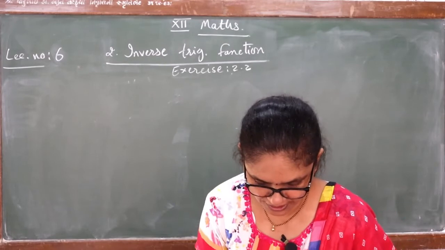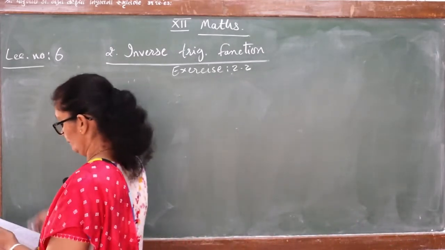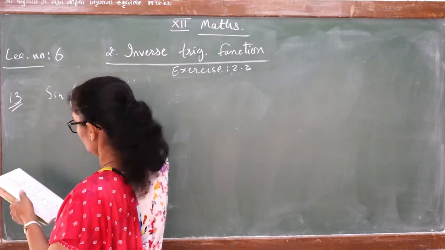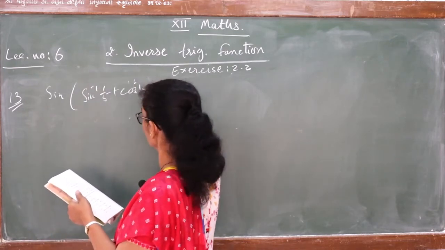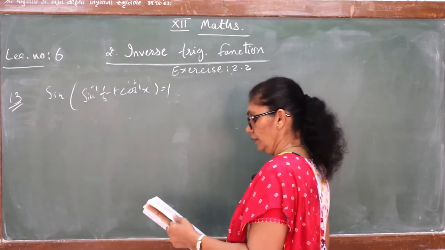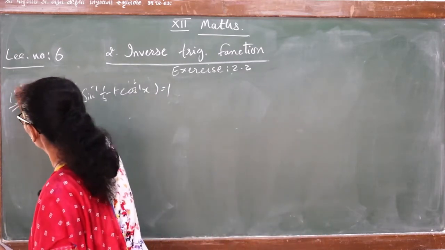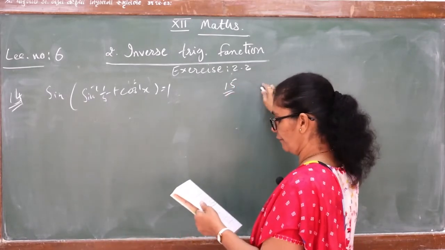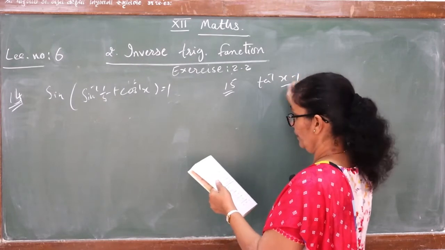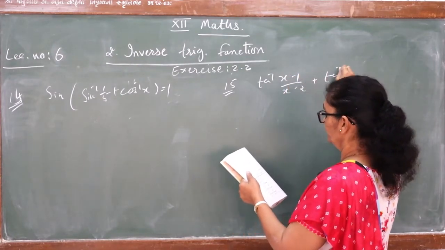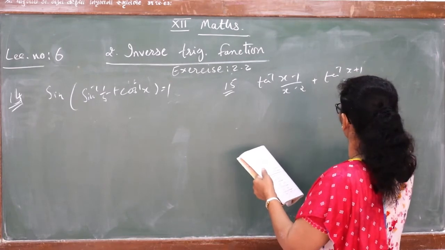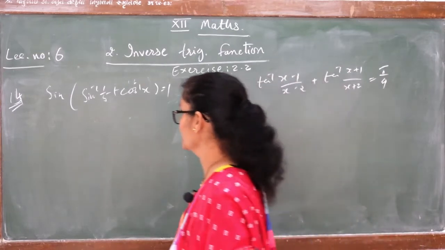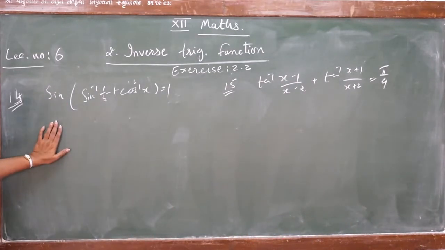Now your next question is 13. Sine of sin inverse 1 by 5 plus cos inverse x equal to 1. The 14th question, sorry, 13 we have already discussed. 14th question, and the last, 15th, also we will discuss. From 16 we will start in the next class. So today we complete up till 15. See, in the 14 and 15 questions both, you have to find the value of x, means you have to solve these two questions. So let's start with this.